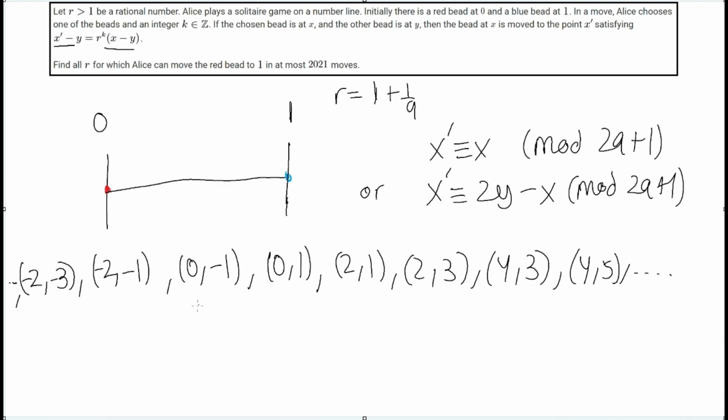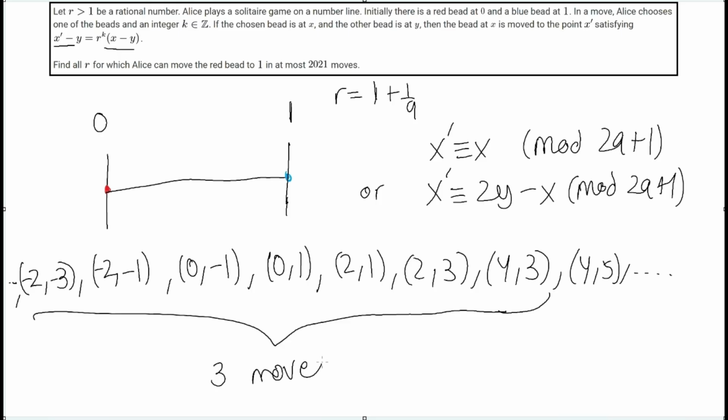Basically this range here is where we can get after 3 moves. And we can't go any further because the reflection idea prohibits this. Now, what do we want from the red bead coordinate? Well, we want it to be 1 mod 2q plus 1 because we want it to be 1. But 1 is not an even number, as we're seeing here. So we want it to be, suppose, 2q plus 2 mod 2q plus 1, or -2q.